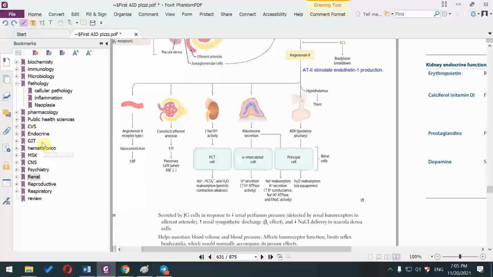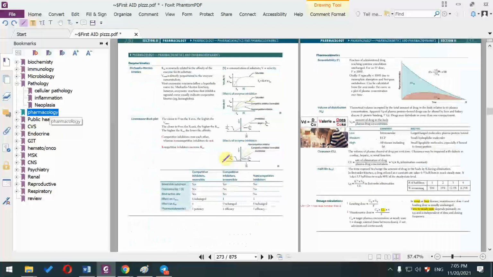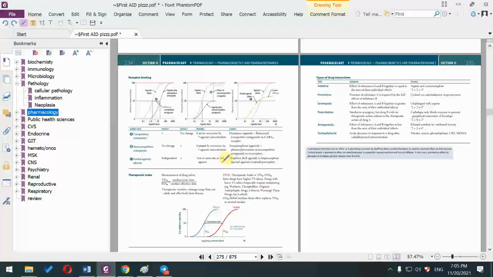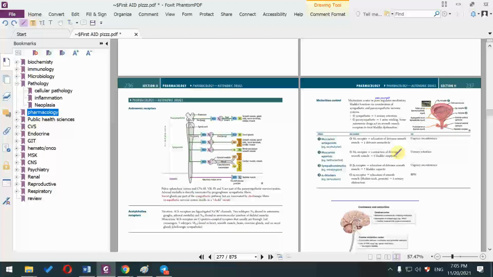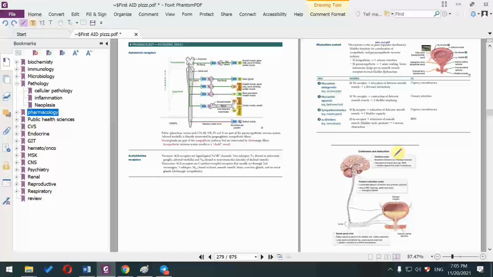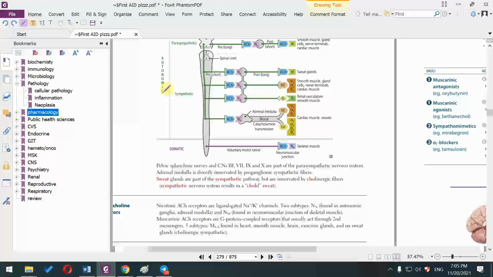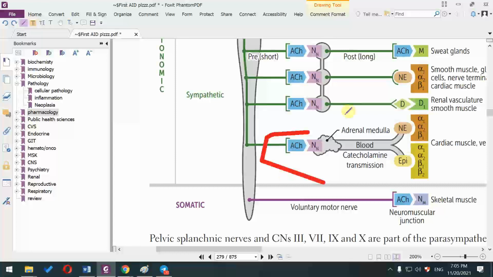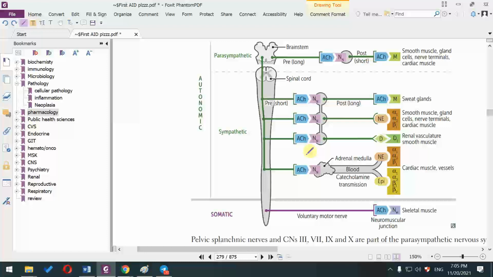The question says, which receptor is located at your adrenal medulla of the sympathetic nervous system? Actually, it's the acetylcholine receptor activating the sympathetic nervous system, because it's considered a preganglionic area. Okay? Do not be tricked with that one. I got it wrong the first time, but you guys must get it right.